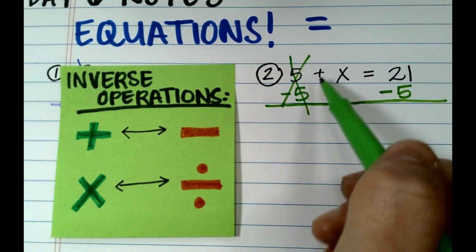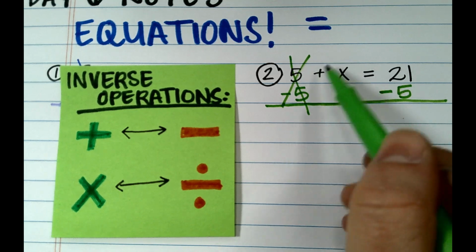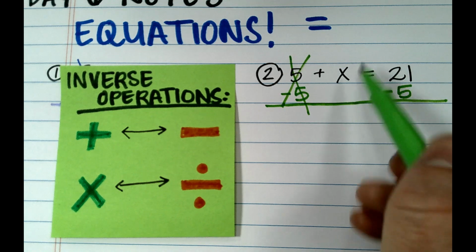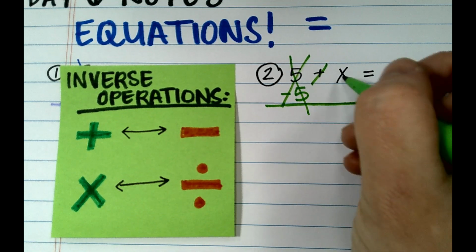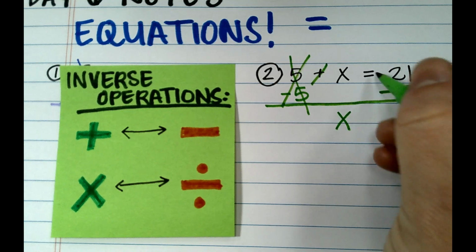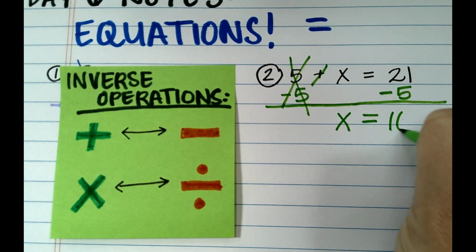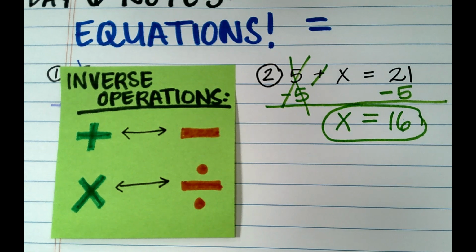Okay. Now, do we need this plus sign anymore? No, we don't need it because there's no other number here anymore. It's just x. So at the next step, I bring down my x, bring down my equals, and 21 minus 5 is 16. Good. Very good.